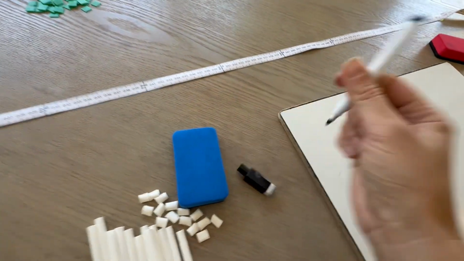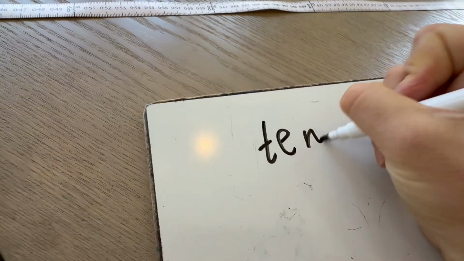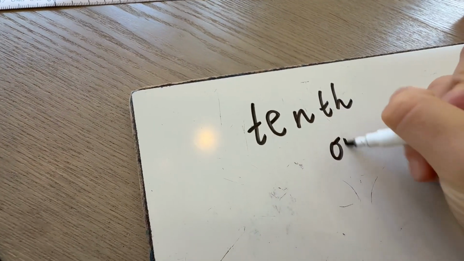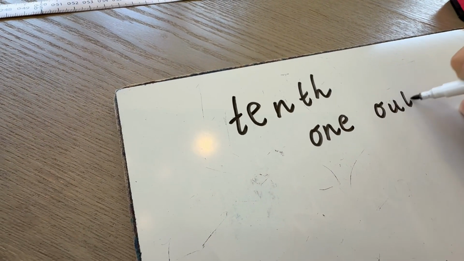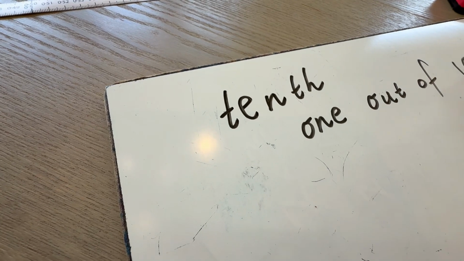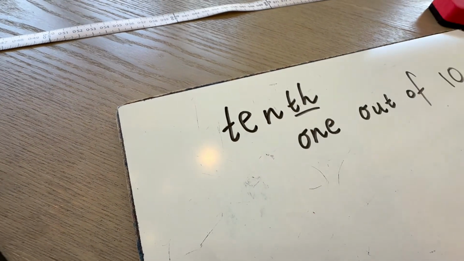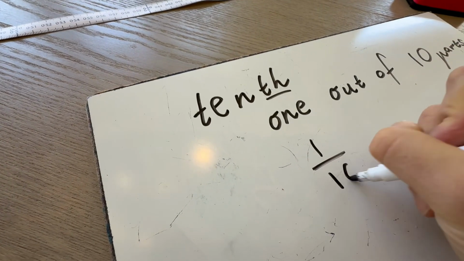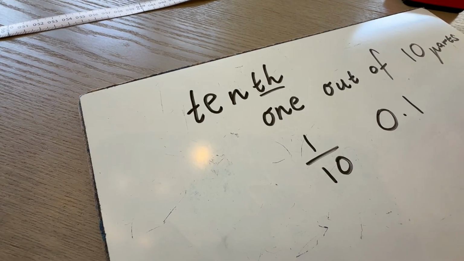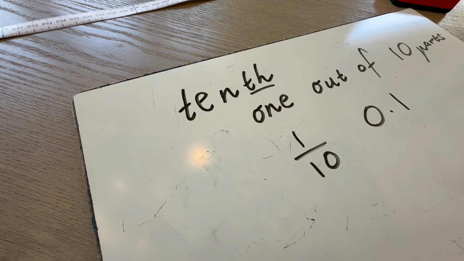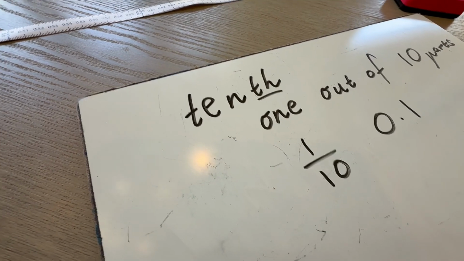What is a 10th? This is all I write on the board, and this is all I keep going back to if they ask for more help. A 10th is 1 out of 10 parts. That "th" means how many parts. It's 1 out of 10 parts. So it's 1 out of 10, or 0 wholes and 1 out of 10 parts of a whole. So that's it. Go make a 10th.